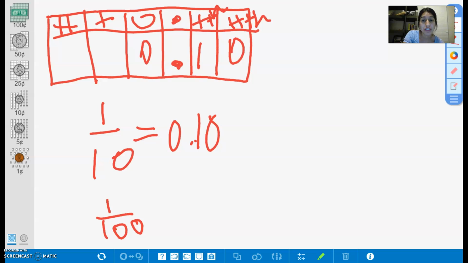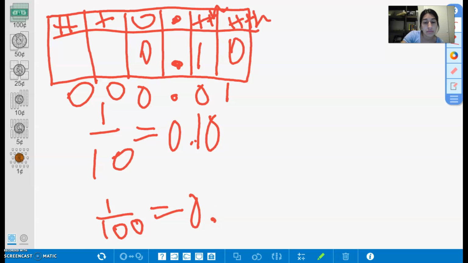Going back to my place value chart, I find the hundredths place. I only have 1/100th, so I'm going to put a 1 in the hundredths place. Remember, everywhere else is going to have a what? If you said 0, you are correct. What can we not forget though? We cannot forget the decimal. So if I want to represent 1/100th, well, that's 2 places after the decimal. So 0 decimal 0 1, representing 1/100th.